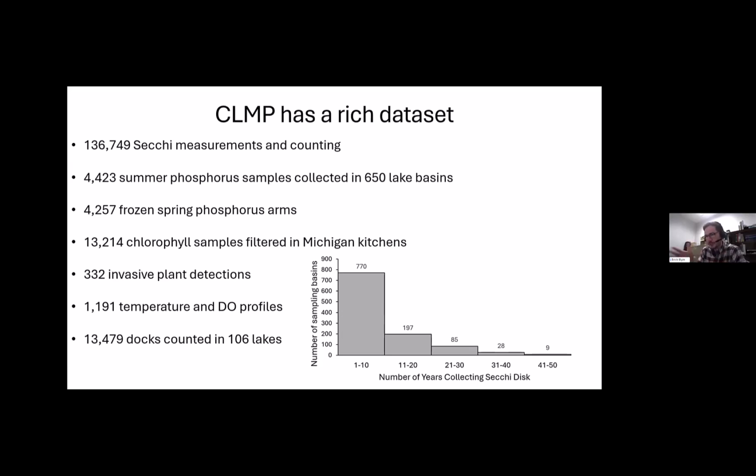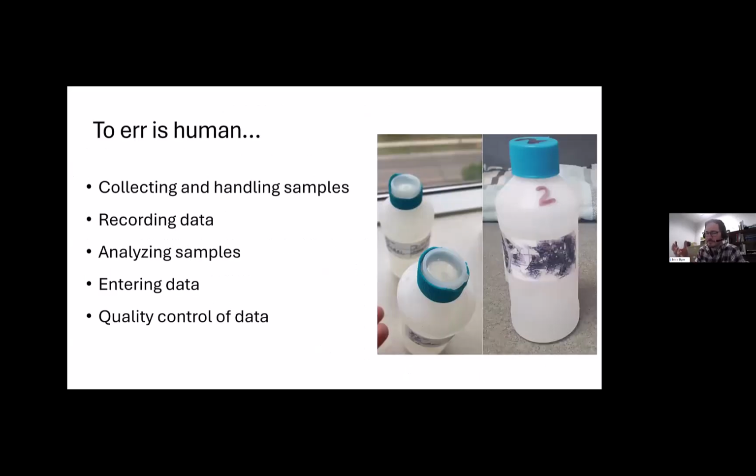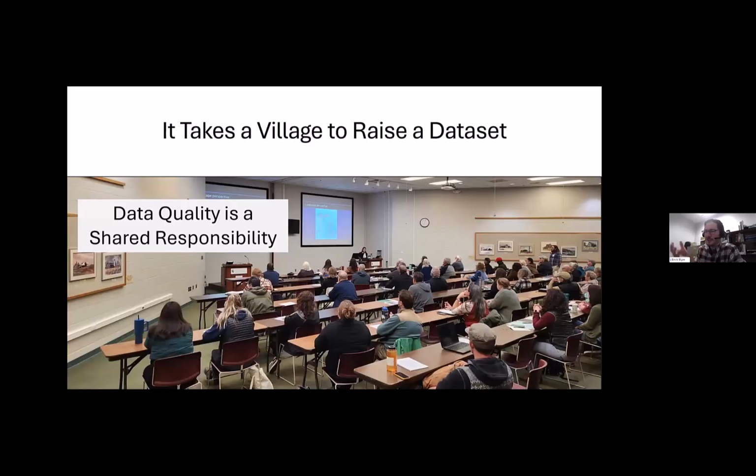Since we're talking about data quality, why do we need to put so much emphasis on it? That is because error happens. From collecting a sample all the way to that sample becoming data in our database, there are many steps where error can occur. So it is up to all of us to work together to create this good piece of data that is going to be embedded in this database, hopefully forever, or whatever forever means.